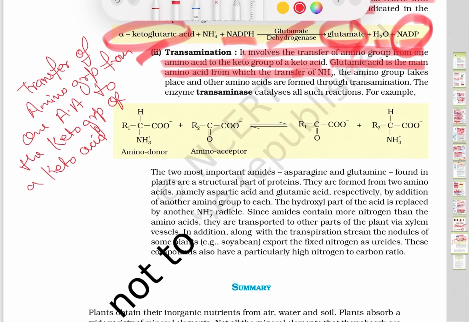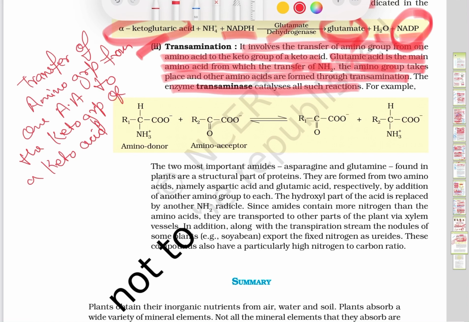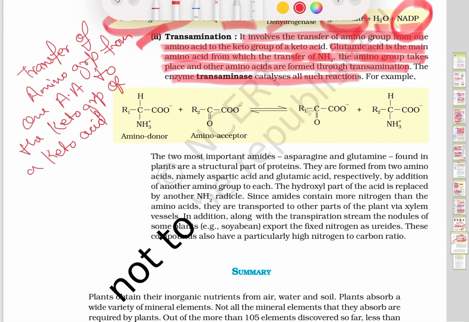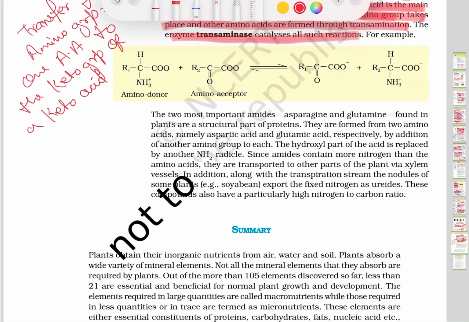Transamination involves the transfer of an amino group from one amino acid to the keto group of a keto acid. Glutamic acid is the main amino acid from which the transfer of the amino group takes place, and other amino acids are formed through transamination. The enzyme transaminase catalyzes all such reactions. This one is the amino donor, and this one is the amino acceptor. You can say amino group transfer.